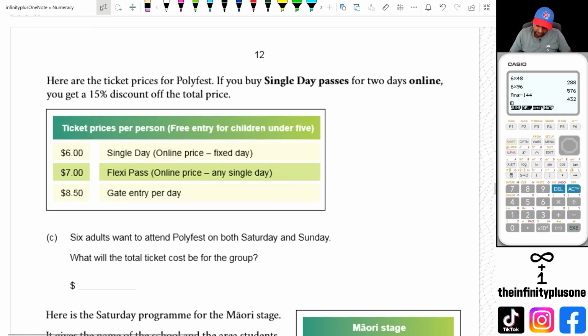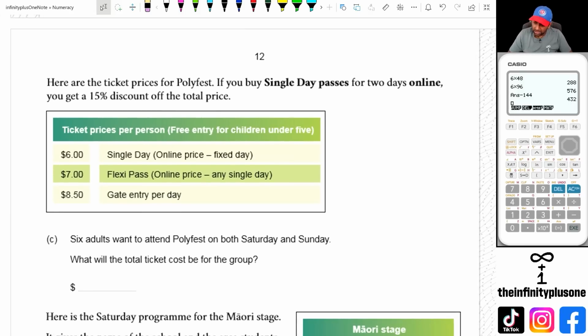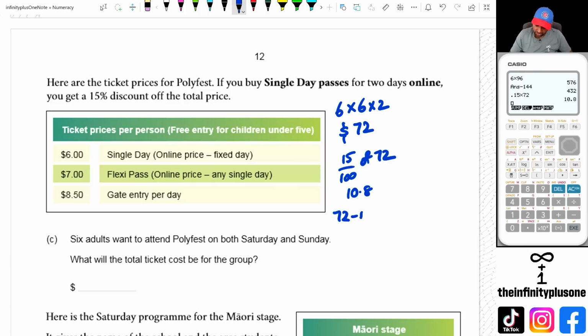So if I look at the $6 passes, right? I've got six $6 passes for 2 days, and that's going to give me $72. Now, because I'm getting a 15% discount on it, I am going to take 15% of 72. So 15% of 72 is $10.80. And if I do 72 take away $10.80, it's going to cost $61.20. Now, this is one of your answers.